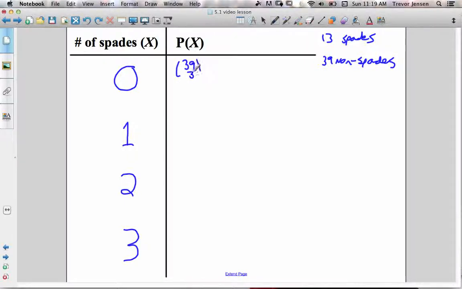39 choose 3. And I'm going to choose 0 spades, so I'm going to choose 0 of the 13 spades. Divide that by the total number of possible groups, 22,100. So that's how we do the probability of 0 spades. So I want to do the probability of 1 spade. I have to choose 1 of the 13, then only 2 of the 39, and so on. And keep in mind, these are all the possible outcomes for the number of spades in my hand. If I have a hand of 3 cards, none of them could be spades, or 1, or 2, or 3.